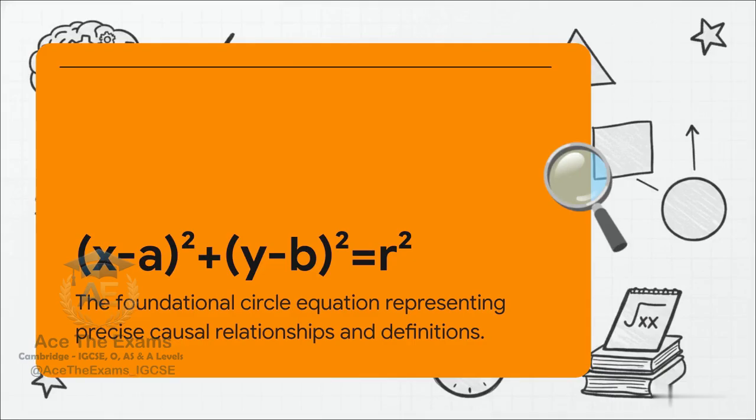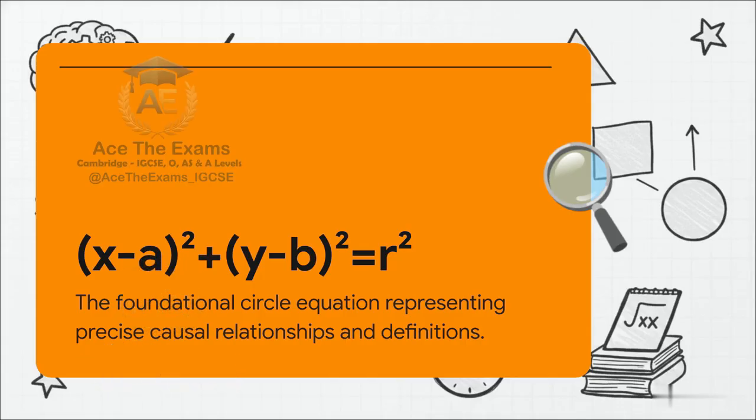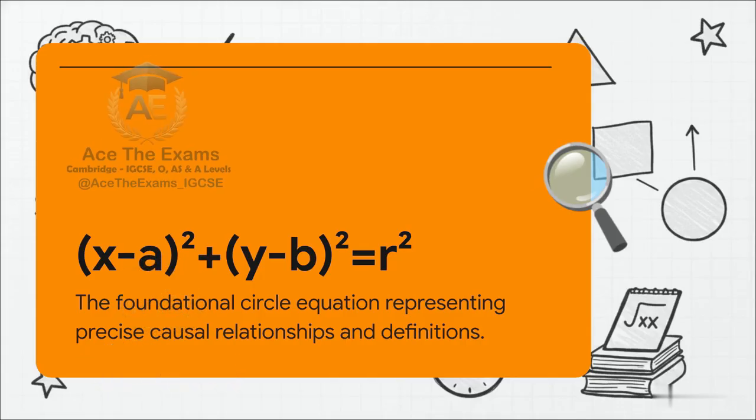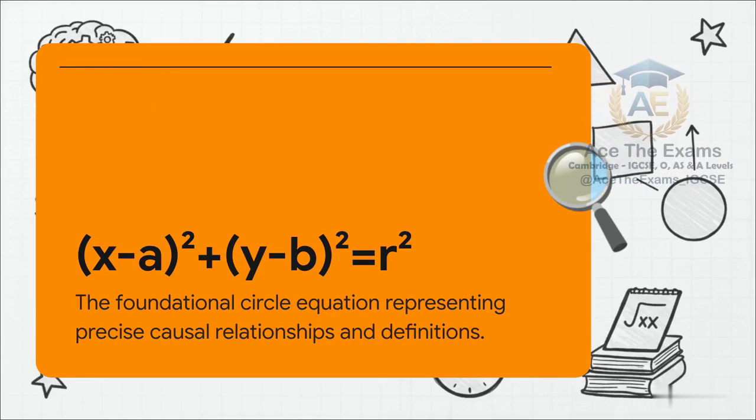Right, let's look at the bedrock of this entire topic. This core equation, (x − a)² + (y − b)² = r², it's not just a random string of letters. It represents highly precise mathematical definitions and causal relationships. It's essentially Pythagoras' theorem applied to a coordinate grid. The variables a and b dictate the exact non-negotiable center of the circle, while r represents the radius. Every time you see a circle on a graph, this is its DNA.